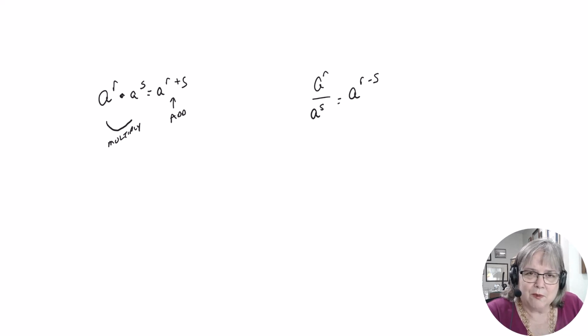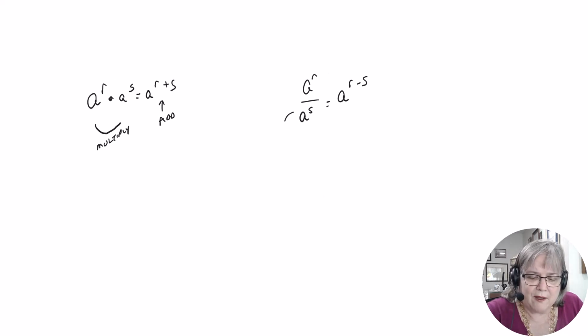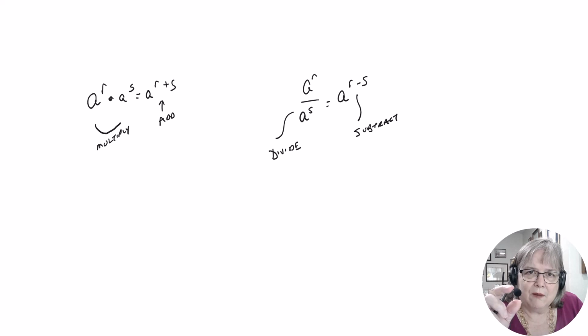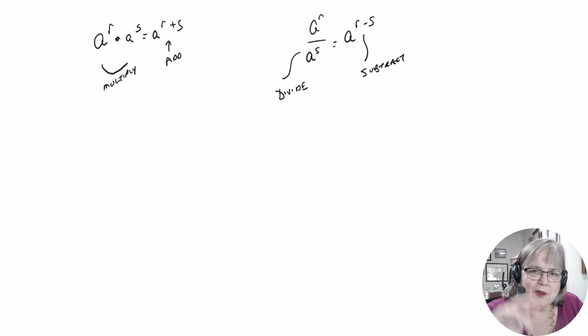Okay, so multiplying and adding are kind of coordinating procedures within this function. And when you divide, so a to the r divided by a to the s is a to the r minus s. You're going to subtract. So when you multiply the same base, you add the powers. And when you divide the same base, you subtract the powers. Now, the function we're doing with adding and subtracting is on the powers.